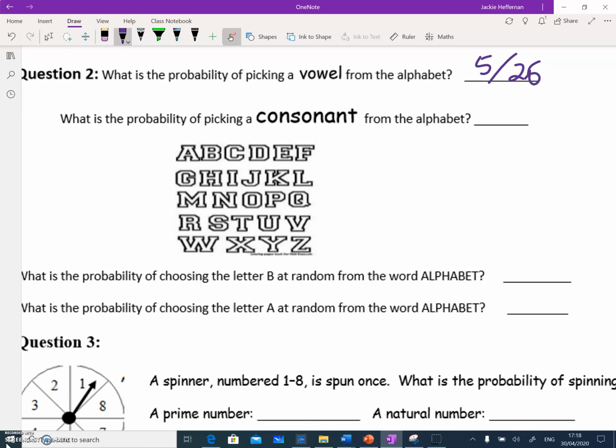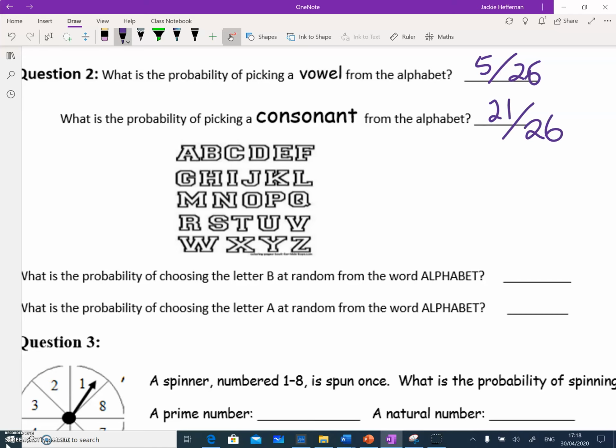And then the rest would be, so we can use what we did last time. So if there's 5 vowels, it's going to just be 1 take away 5 over 26. Or you can count up the consonants and you get 21 over 26.